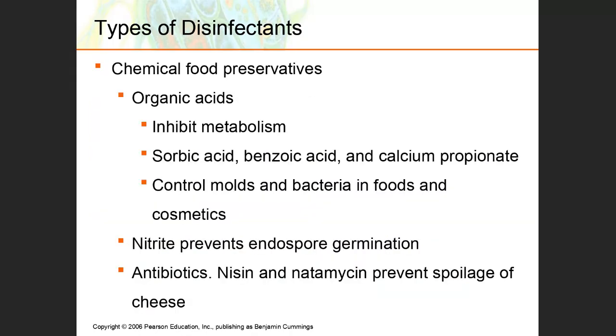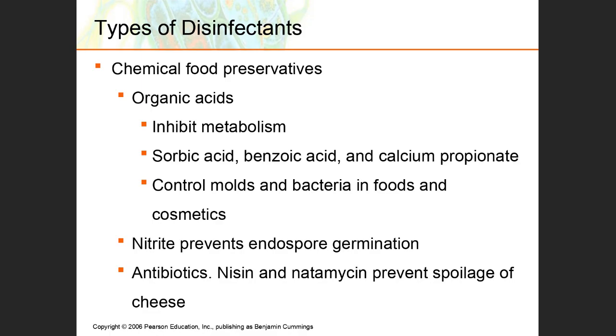Foods, right? Food spoils, so sometimes we can add chemicals to help preserve them, right? These chemicals inhibit metabolism in some way, and if you ever read the labels, and you should always read the labels on food packages, you may have seen things like sorbic acid, also known as potassium sorbate, or benzoic acid, also known as sodium benzoate and calcium propionate.